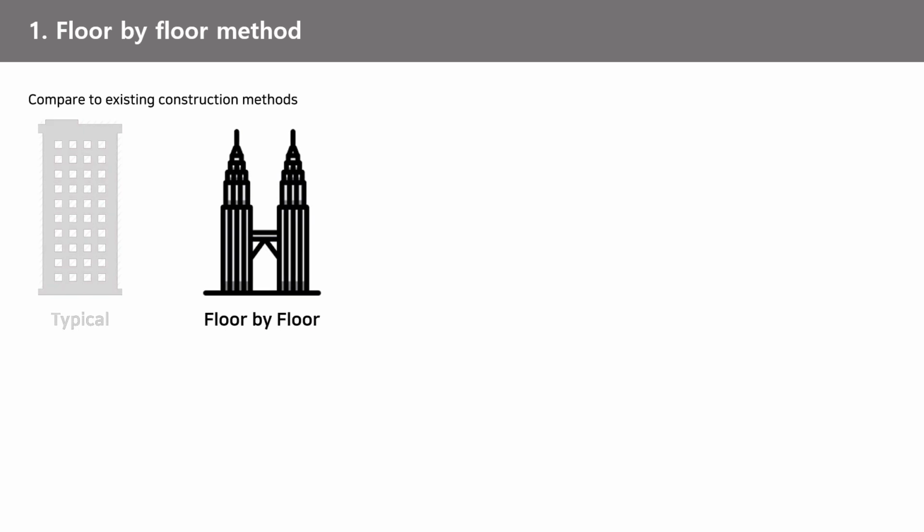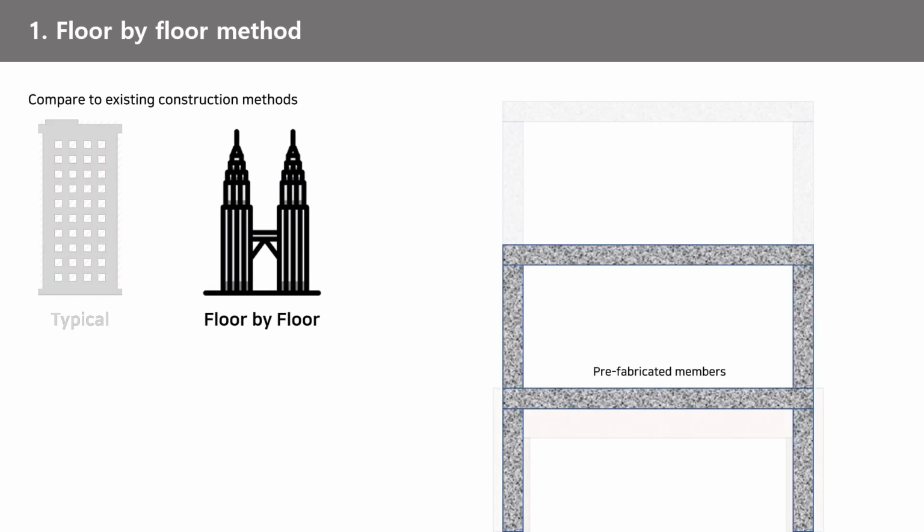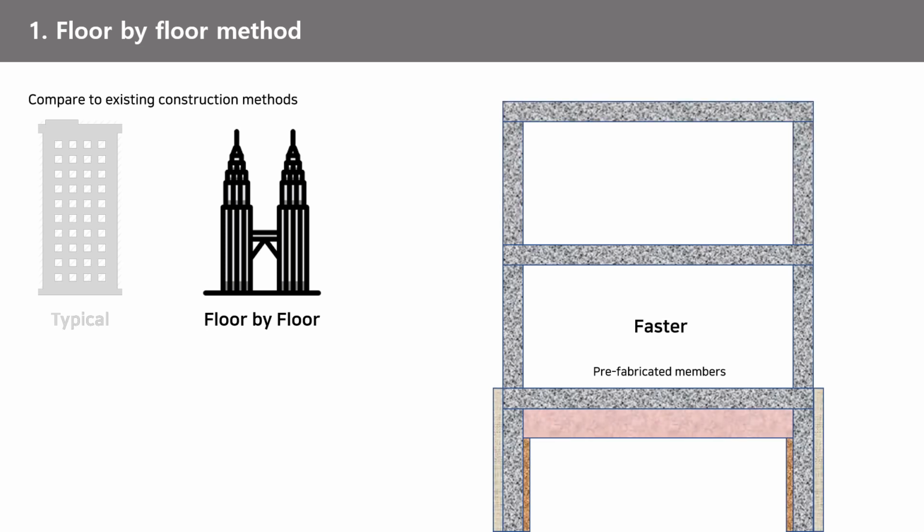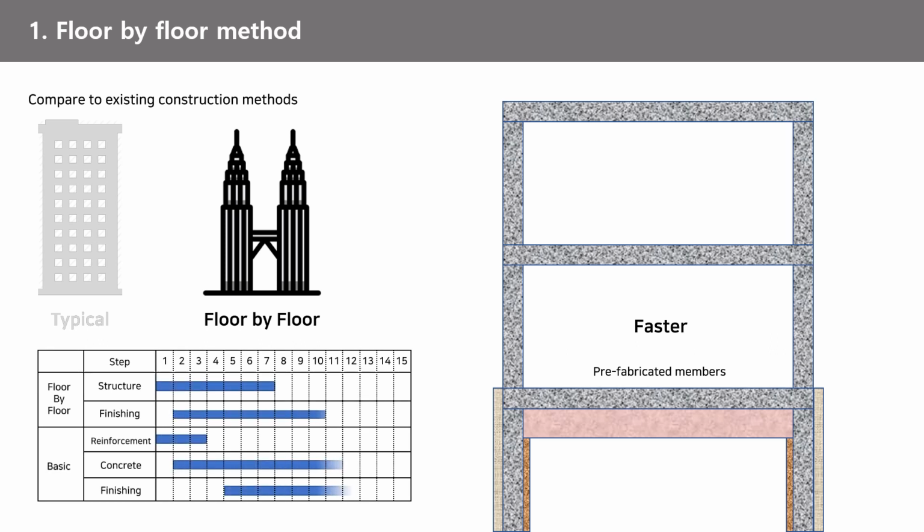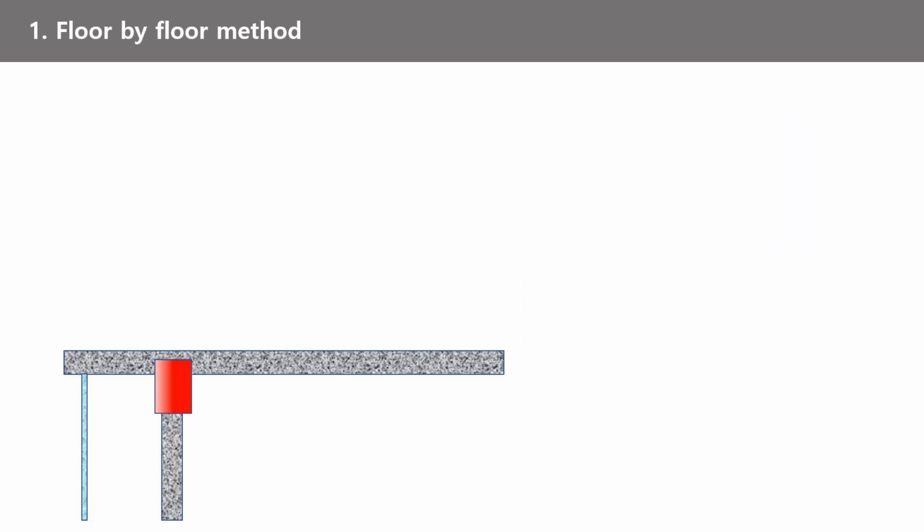However, in the case of the flow-by-flow method, materials are prefabricated in a factory and then assembled at the construction site. So, assembling the upper part materials with the finishing work of the lower part is possible at the same time. It saves about a third of the typical construction period.